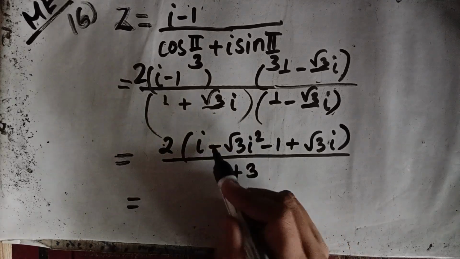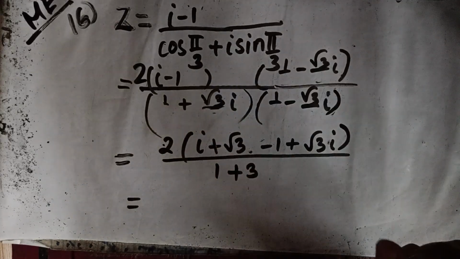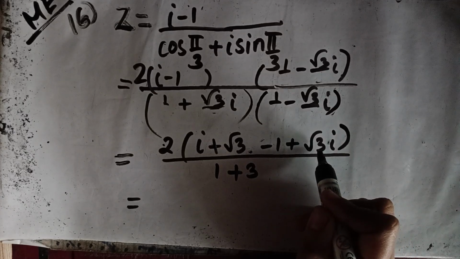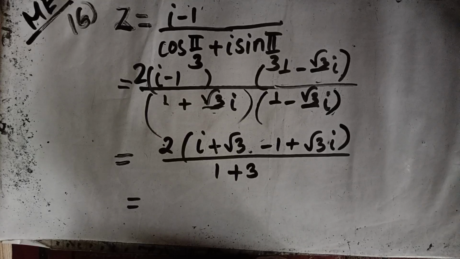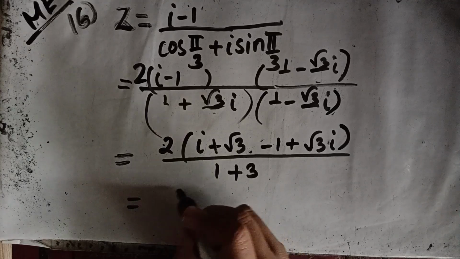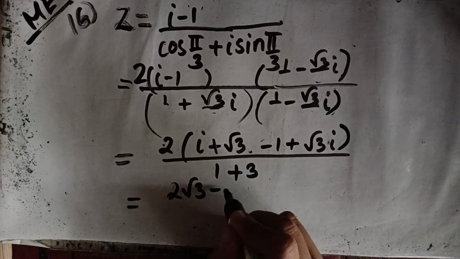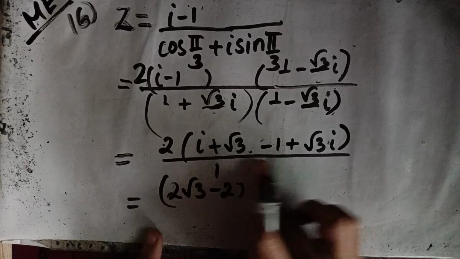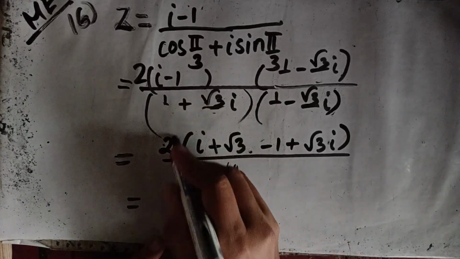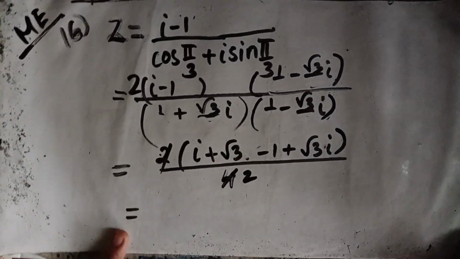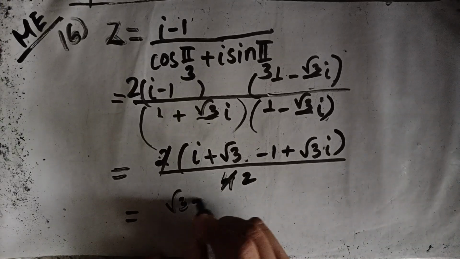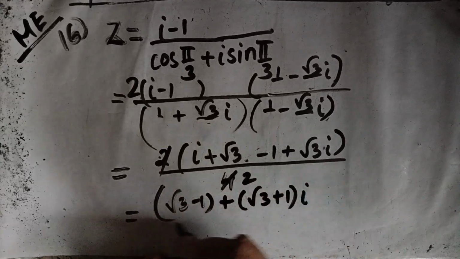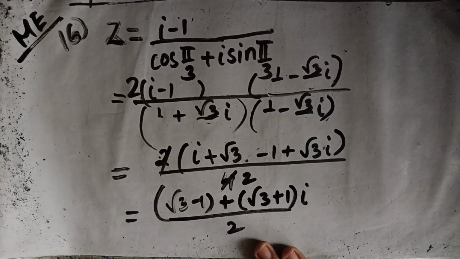Here i square means this becomes plus. Taking the 2 inside, it will be 2 root 3 minus 2 plus, you can cancel this. This becomes 4, right? So this is root 3 minus 1 plus root 3 plus 1 i upon 2. Okay, so this is your z.